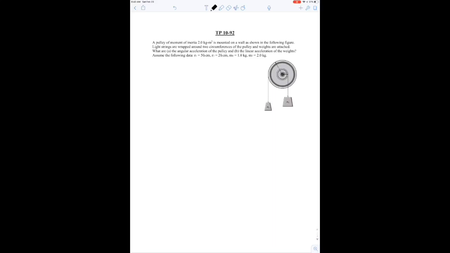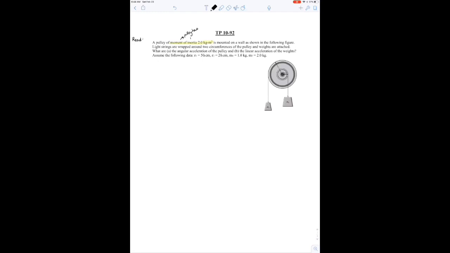Hey there, physics fans. Today we're going to work text problem 10-92, and I'm going to utilize this flipped classroom tools on the iPad to help you see my notes a little clearer. So first up, I'm going to go through this read step. And you'll notice that I'm dealing with a pulley with a moment of inertia. So a moment of inertia indicates that pulley is going to have mass.